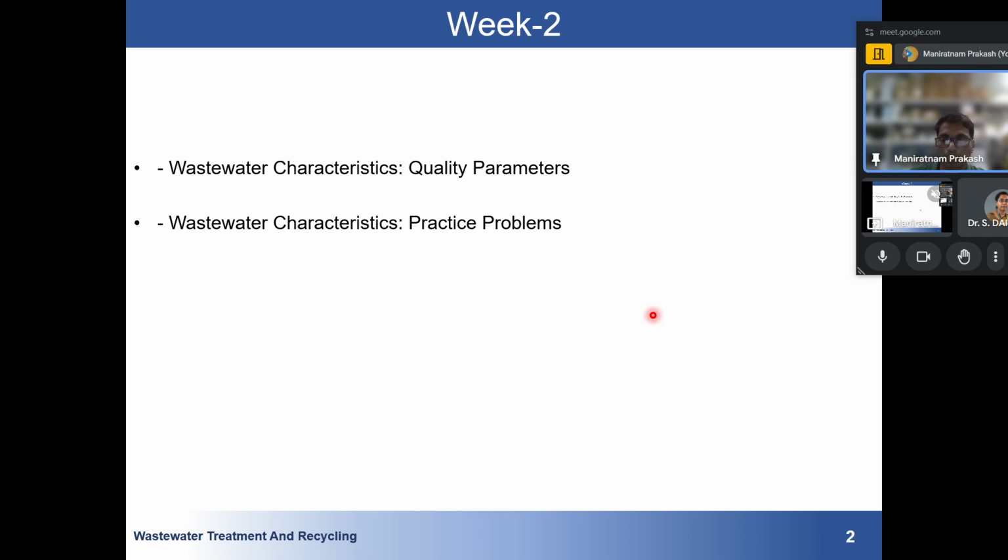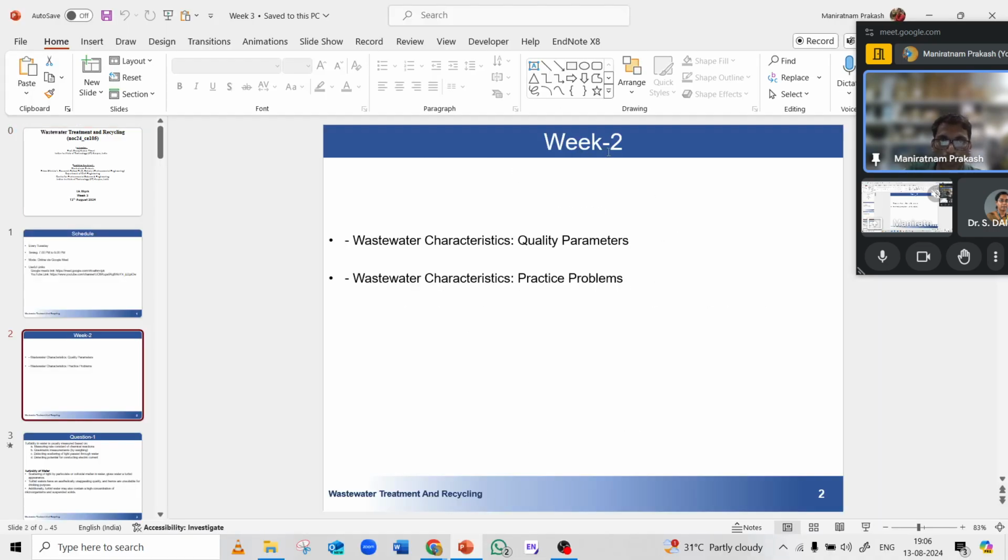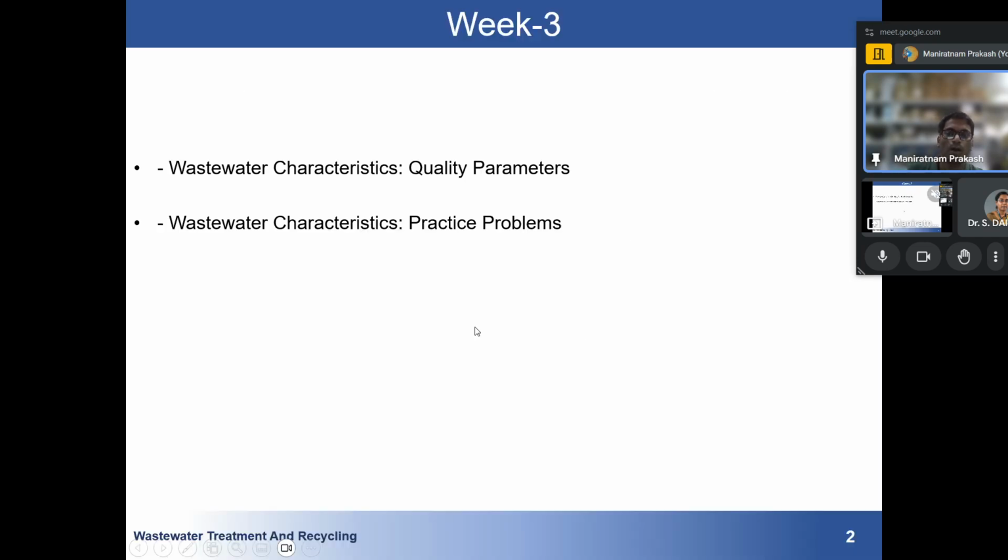So in week 3, sorry, there is a typo mistake. In week 3 we have mainly focused on wastewater characteristics and its quality parameters. So we have seen what are different wastewater parameters.